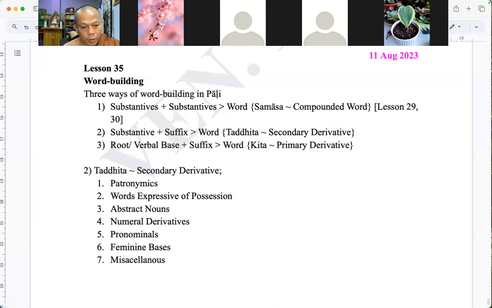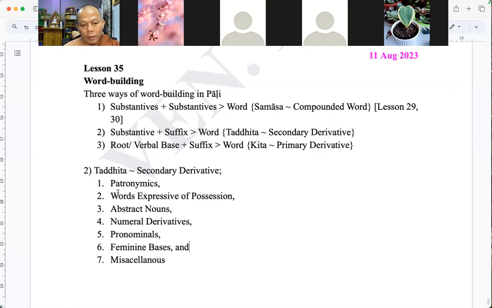So in this way, the first one is patronymics. The second one is words expressive of possession, or possessive adjectives. We already learned some of them maybe in lessons 20, 21, 22. So in this way, the taddhita, or secondary derivatives, are of seven kinds.